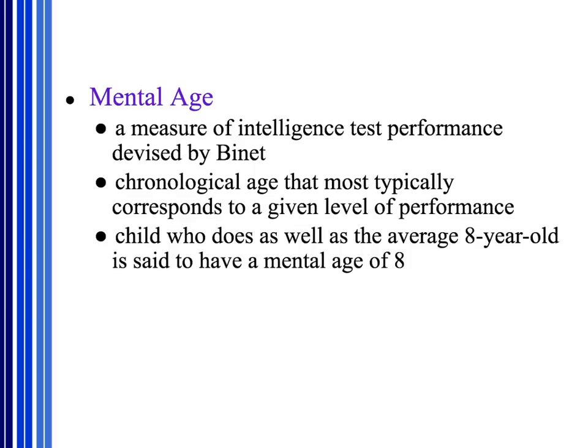So a child who does as well as the average 8-year-old is said to have a mental age of 8. If you're above average and you're 8 years old, then you might have a mental age of 12 or 13, but the average 8-year-old has a mental age of 8.